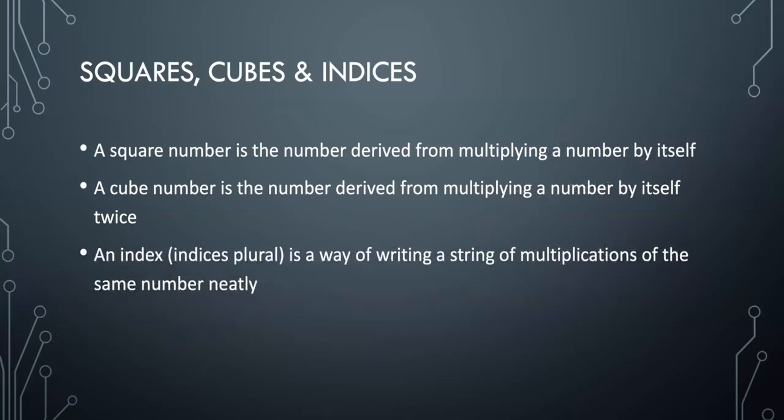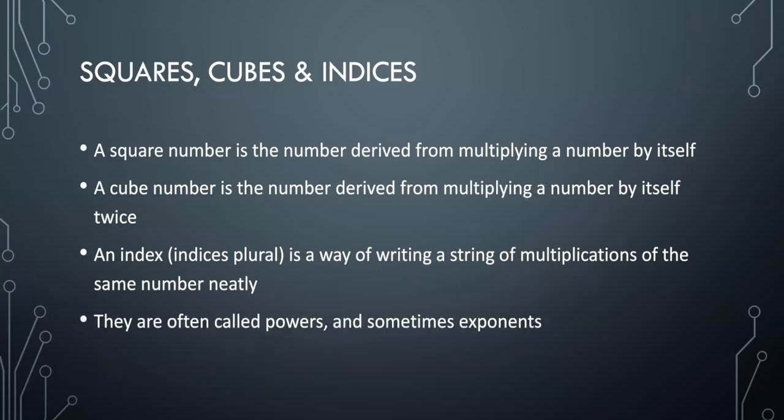An index is a way of writing a string of multiplication of the same number neatly. And an index we can write as 2 to the power 5, 3 to the power 6, like that. They are often called powers and sometimes exponents. We are saying 2 to the power 5, exponent 5.